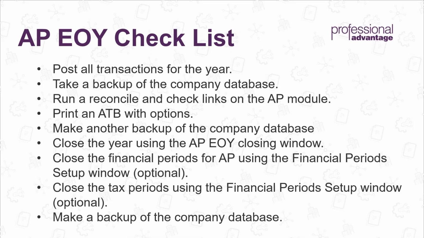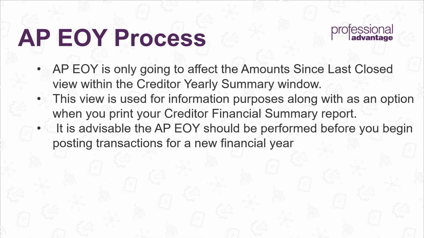Now, what's actually happening as part of the year-end process in the AP module, those are the things that we can observe after the year end. The AP end of the year is only going to affect amounts since last closed view within the creditor yearly summary window. The creditor yearly summary window is where you can find that, under cards, purchasing summary. And if you select a particular creditor ID, then you can view this window. It has basically 3 columns there. I'm just trying to describe that. The first column will show year-to-date data.